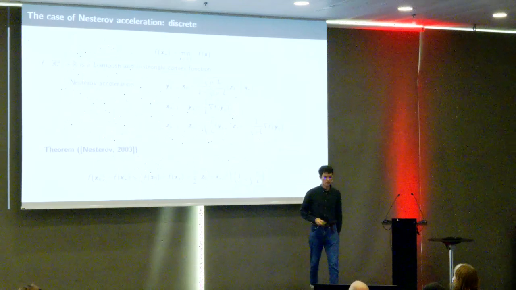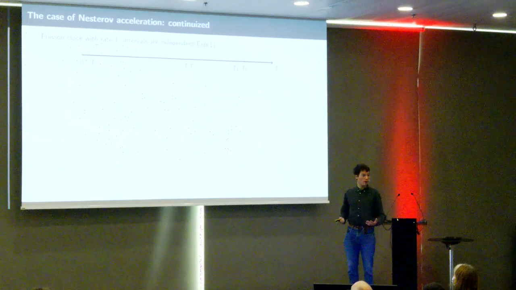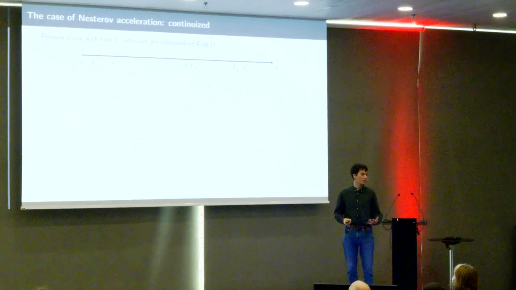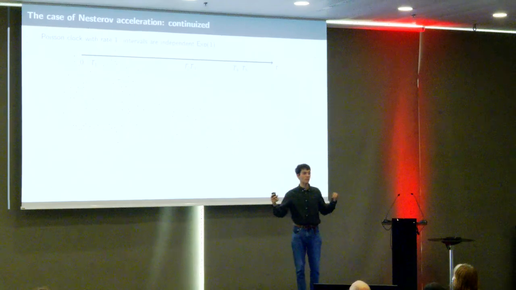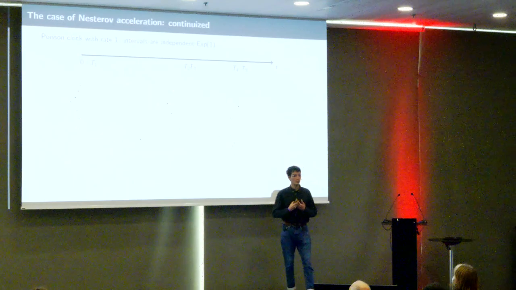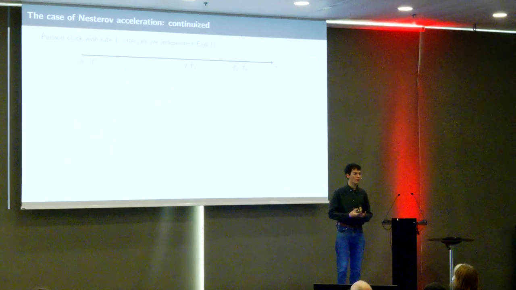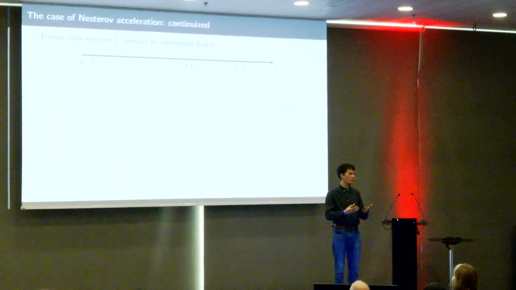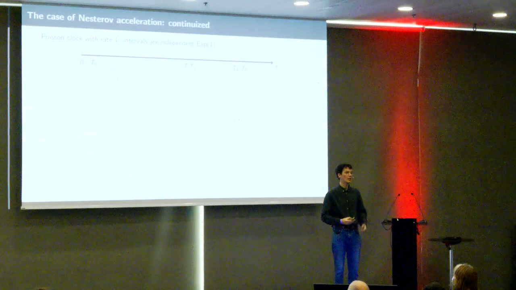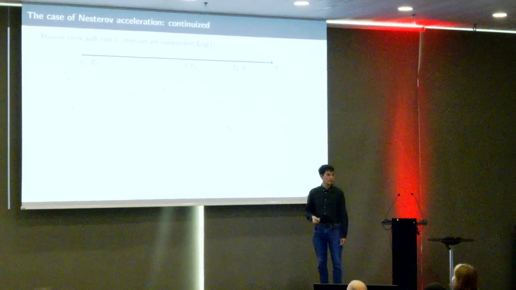OK, so this is Nesterov acceleration. What would be the continuized version of Nesterov acceleration? So as I said, now we will take a continuous time t. And on this continuous time, you take a Poisson clock. What is a Poisson clock? It's a sequence of numbers such that intervals between those numbers are random, independent, and exponential of rate 1. So it will give you something like this.